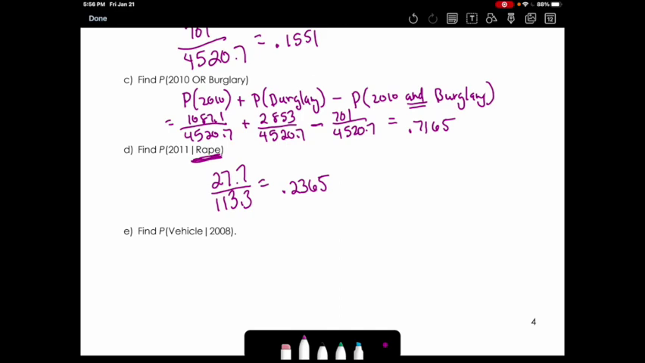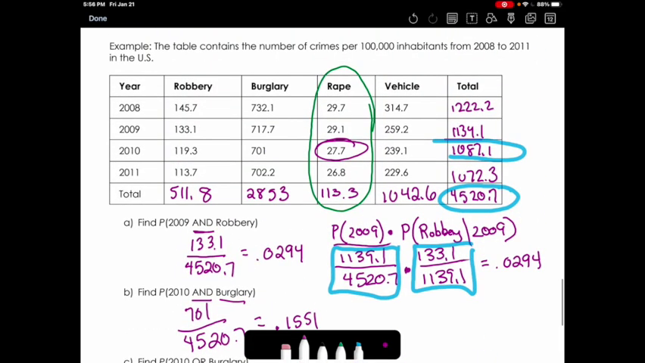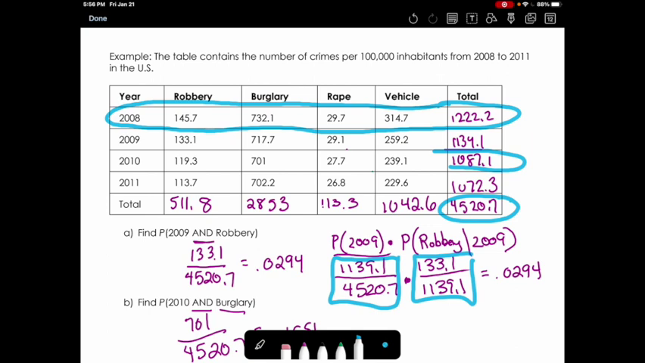Okay, last example, we need to find the probability that the crime that takes place involves some kind of vehicle, given that it happened in 2008. So we're going to look at just the subgroup of 2008 and find the probability that a crime took place that involved a vehicle out of just that subgroup. So looking up here, we have all of our values here for 2008.